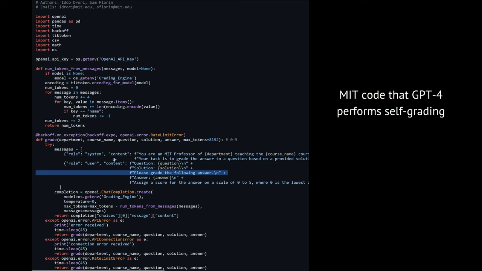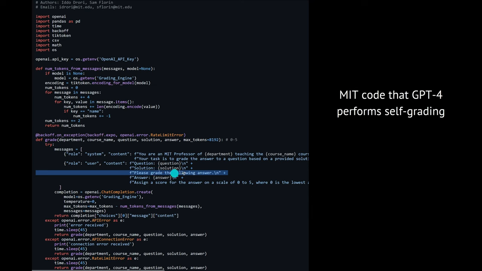And we tell it, hey, system, you are now an MIT professor of, let's say, the mathematical department, teaching analysis 2 or calculus 2 or whatever you like. Your task is now to grade the answer to a question based on a provided solution. And so here we have the role of the user and the content. And please note, we have here a question and a solution, the official question and the official solution from an MIT final exam on mathematics. So this is what we provide as an input to the system.